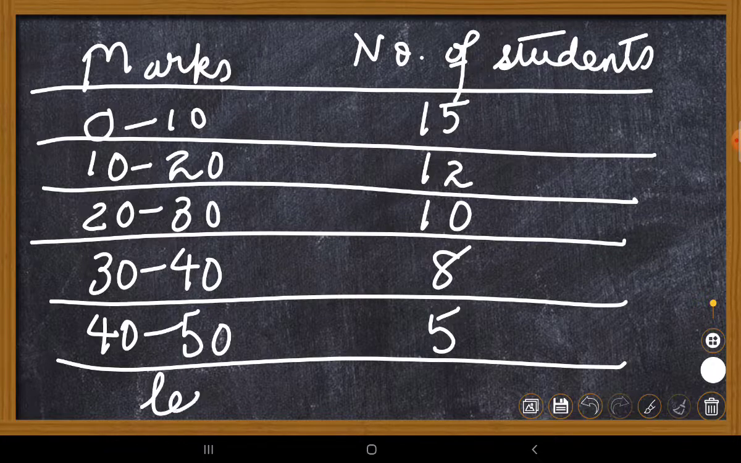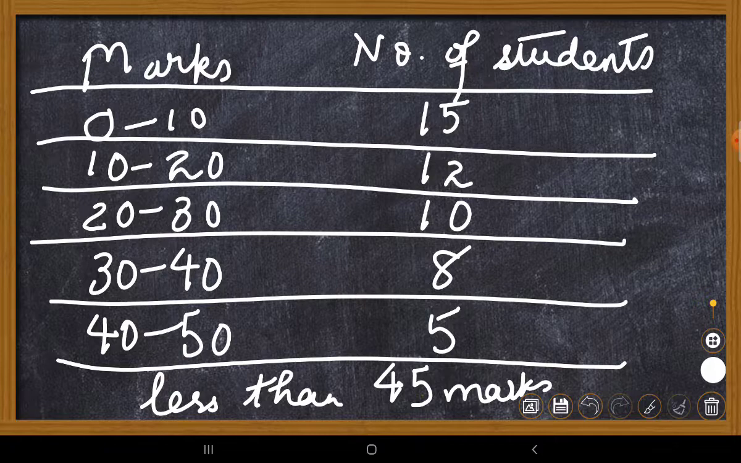So in this problem you have to find the number of students who secured less than 45 marks. So we see that 45 lies in this interval 40 to 50, and this is towards the ending of the series, and thus you know that you have to use Newton's backward interpolation formula.